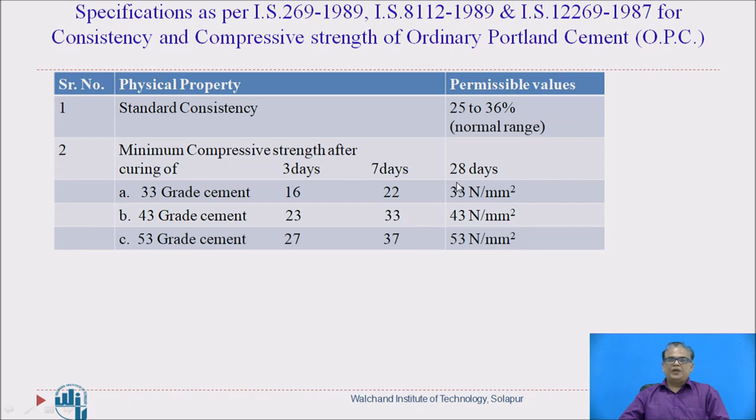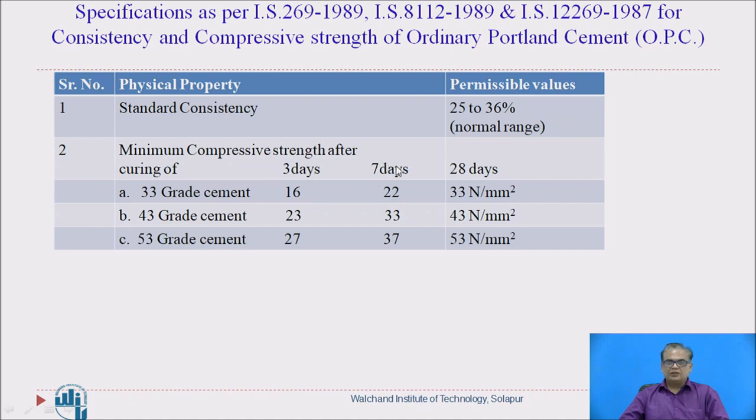There are specifications laid down by different IS codes for different grades of cement. Like for 33 grade cement, IS 269 1989 gives standard specifications, and likewise. Now, standard consistency. This particular test, its permissible values or normal range generally lies between 25 to 36%. The compressive strength after curing of 3 days for 33 grade cement should be minimum 16 Newton per mm square.